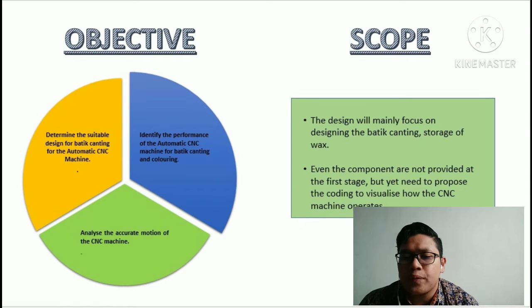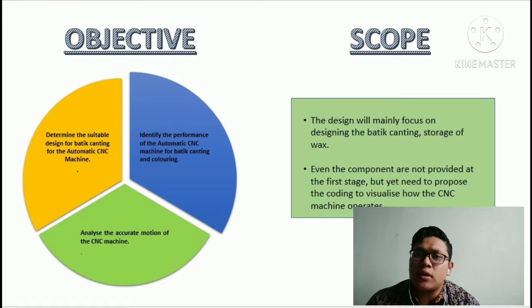For the second scope, we want to propose the coding and programming using Arduino to control the speed of the stepper motors. We have 3 stepper motors representing the X axis, Y axis and Z axis. We have to control how fast they go in order to maintain the performance of the CNC machine. This is based on objective number 3, to analyze the accurate motion of the CNC machine.